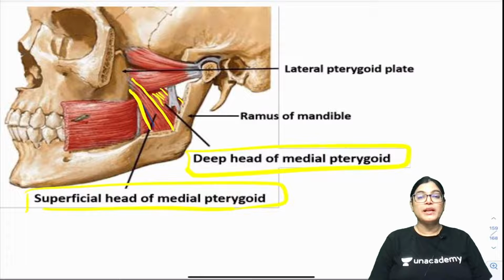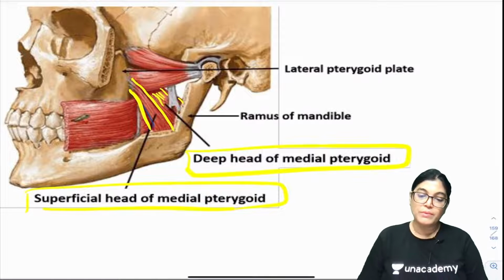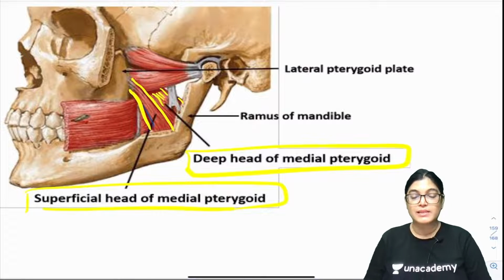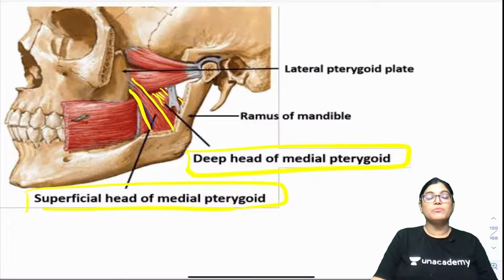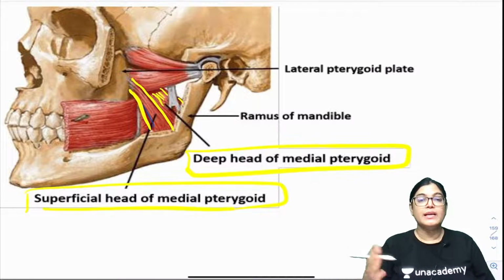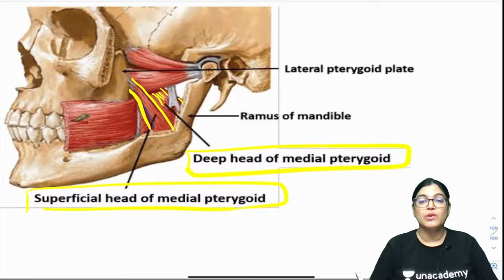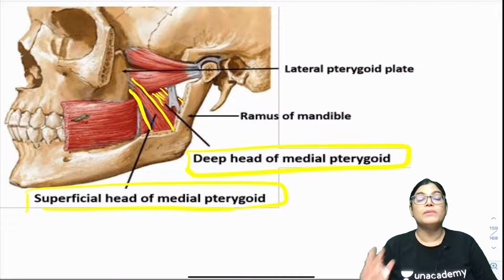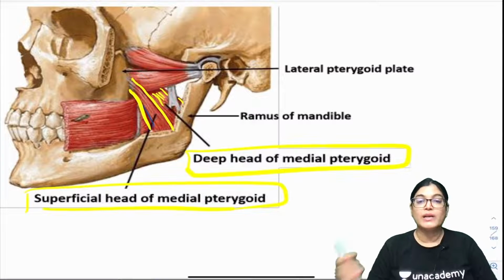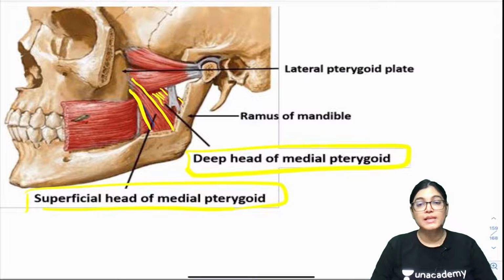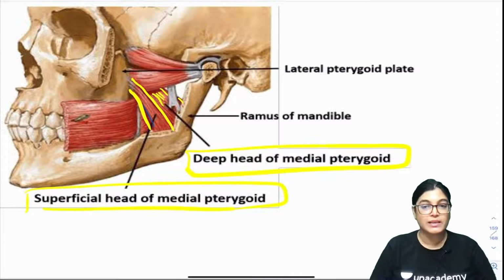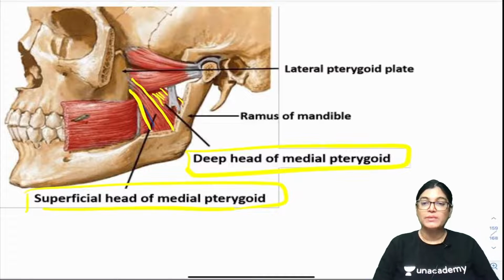The superficial head is originating from the maxillary tuberosity, and also a few fibers from the pyramidal process of the palatine bone. The deeper head is originating from the lateral pterygoid plate, but for the medial pterygoid it is from the medial aspect of the lateral pterygoid plate. The lateral pterygoid plate is an important bony prominence, very nicely seen on the skull base, and it has a lateral aspect and a medial aspect. From the medial aspect, the medial pterygoid muscle originates, and from the lateral aspect, the lateral pterygoid muscle originates.